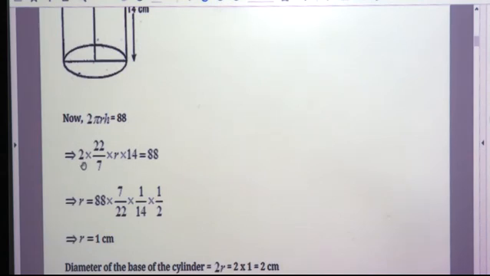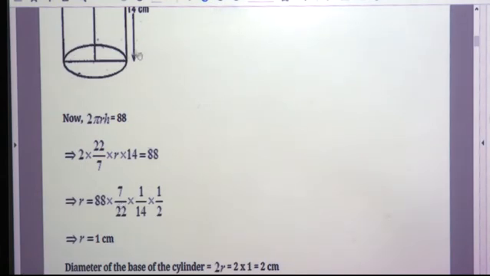Now, all these values are in multiplication, hence we are taking the reciprocals. 14 which is in the numerator, it is coming in the denominator. 22 upon 7 gets inverse, 7 upon 22. 2 which is in the numerator, it is coming in the denominator.